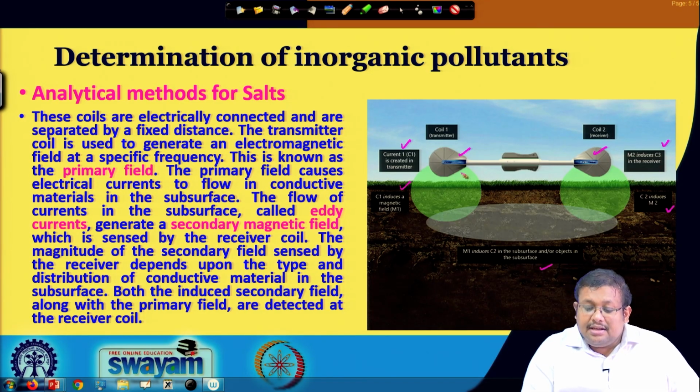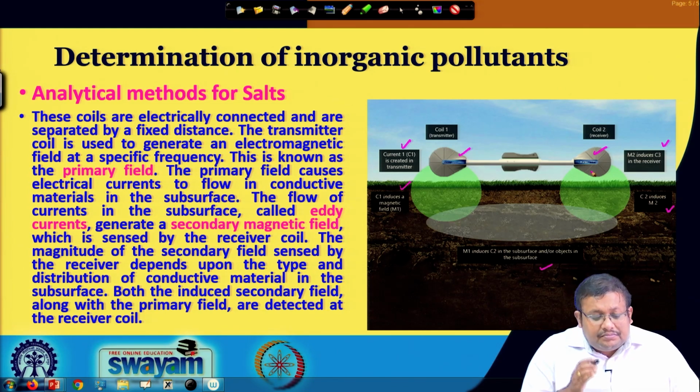So, you can see here the first coil, the transmitter coil, produces a current C1 which induces a magnetic field M1. This magnetic field induces a current called the eddy current, denoted by C2, in the subsurface, and then C2 induces M2 in the vicinity of the receiver coil, and this M2, or secondary magnetic field, produces another current, that is C3, in the receiver. So, this is how the total flow of this electromagnetic induction goes on.